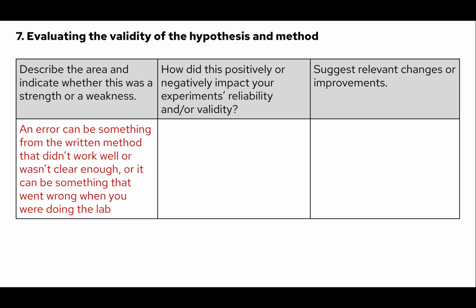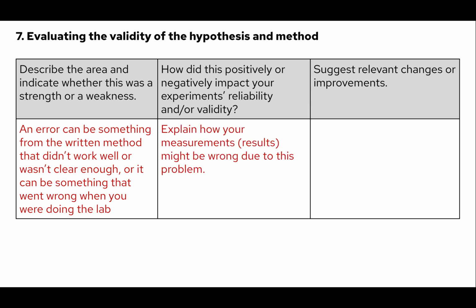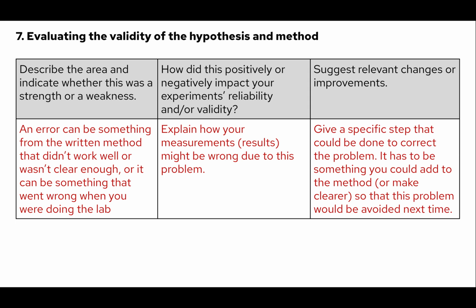So here's an example of a question that you could answer. An error can be something from the written method that didn't work well or wasn't clear enough, or it can be something that went wrong when you were doing the lab. So if that happens, you can explain how your measurements or results might be wrong due to this problem. And then lastly, you can give a specific step that could be done to correct the problem. Now, it has to be something that you could add to the method or make clear so that the problem would be avoided next time.